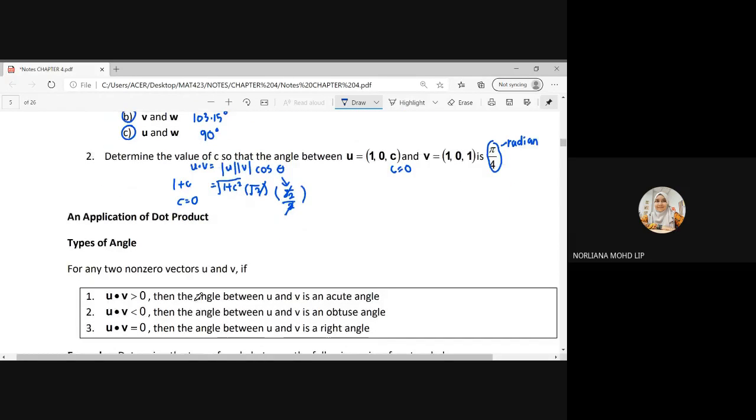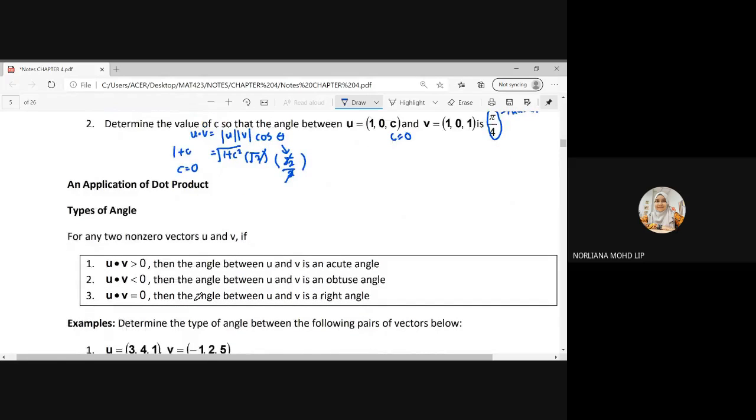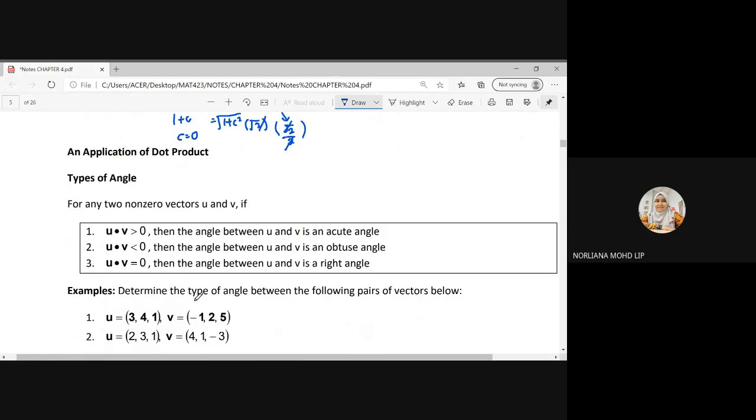Okay, so kita tengok types of angle. Tadi saya mention U dot V. There are three types of angle. If U dot V greater than 0, then the angle is acute angle. Acute angle ni less than 90 degree. Contohnya awak ada ni. Acute angle less than 90 degree.